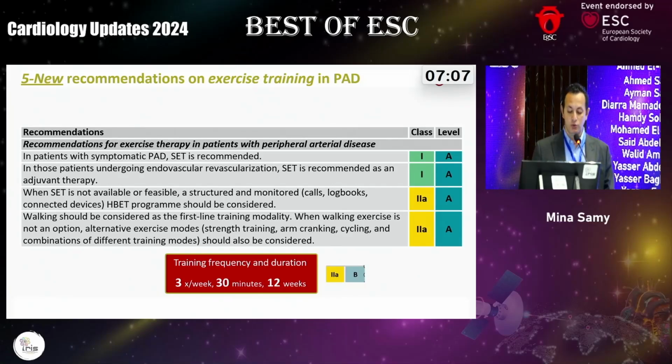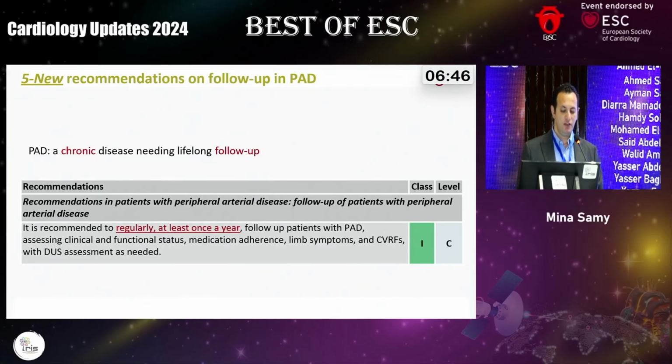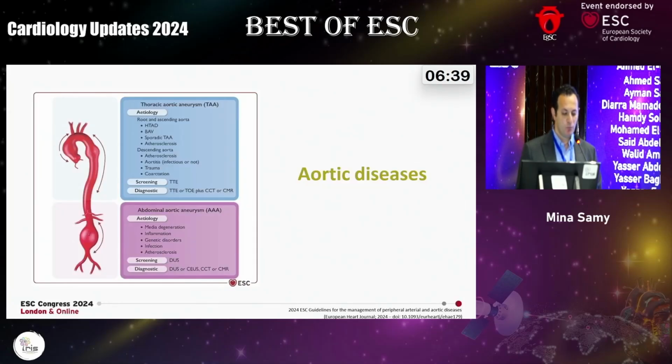Walking should also be considered as the first line of training. If walking is not possible for the patients, we can go for other modalities like strength training, arm cranking, and cycling. What they recommended is to exercise 3 times per week, each 30 minutes, for 12 weeks under supervision. Finally, for the follow-up, they recommended class 1, level of evidence C, to follow up each year.